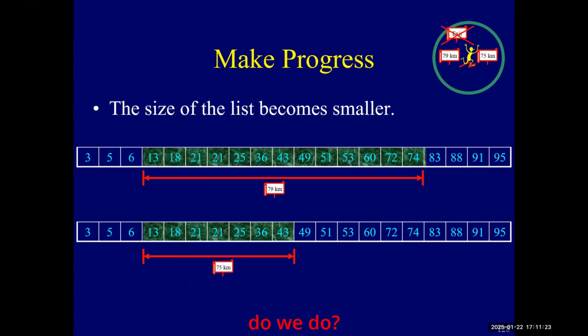How much progress do we make? The list comes down by a factor of 2, right? So one thing you should have learned in 1019 is if you take the number n and you divide it by 2 and you divide it by 2 and you divide it by 2, how many times do you divide it by 2 until you get to 1? Log n time, right? So this is log n.